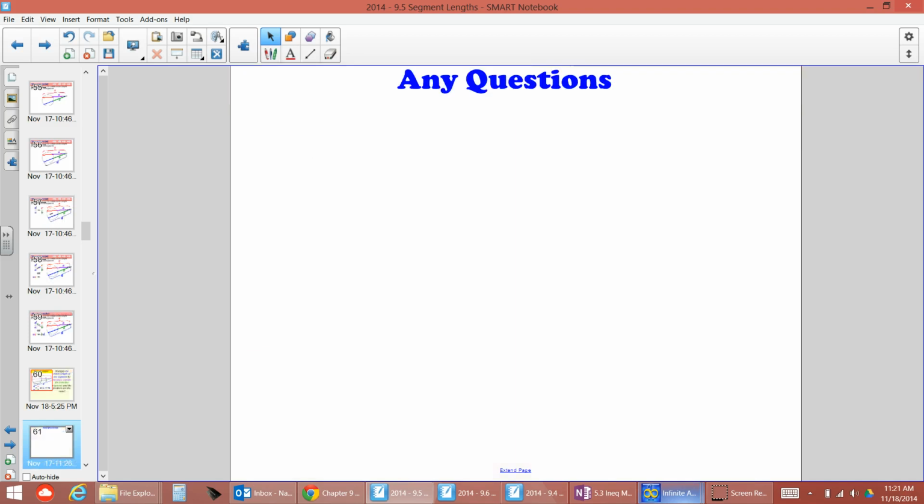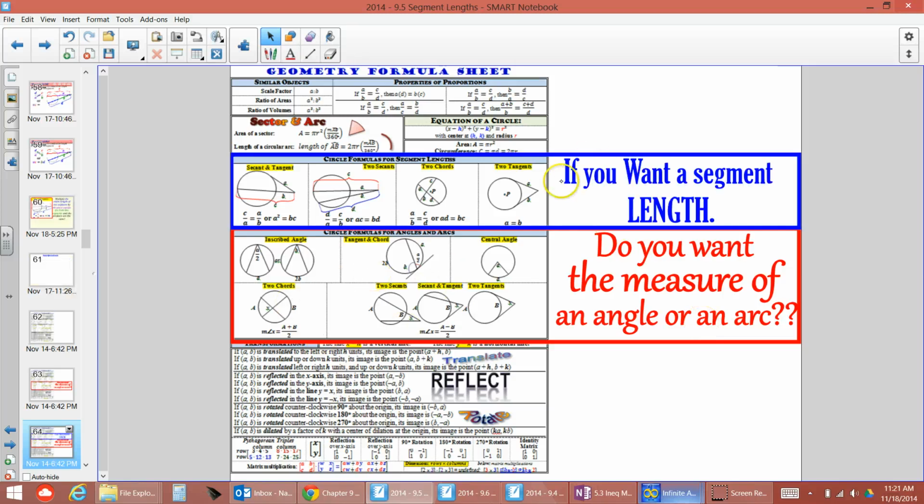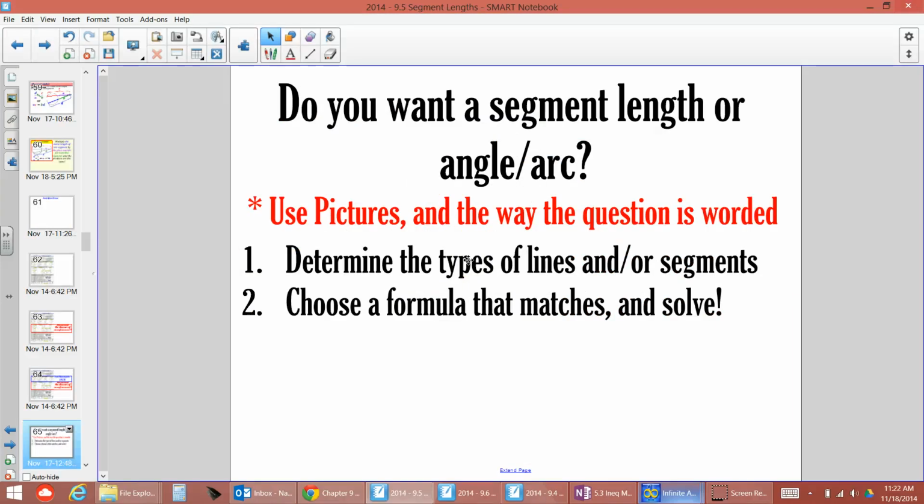All right, when do we use what formulas? Well, right here we're looking for angles, right? Angles or arcs. We're going to use these formulas. If you know a length and you want to know a length, then you're going to use these formulas up here. Notice how this one says lengths of segments. This one says angles and arcs. There's a bit of a difference. So determine the type of lines or segments, and then choose the formula that matches and solve.